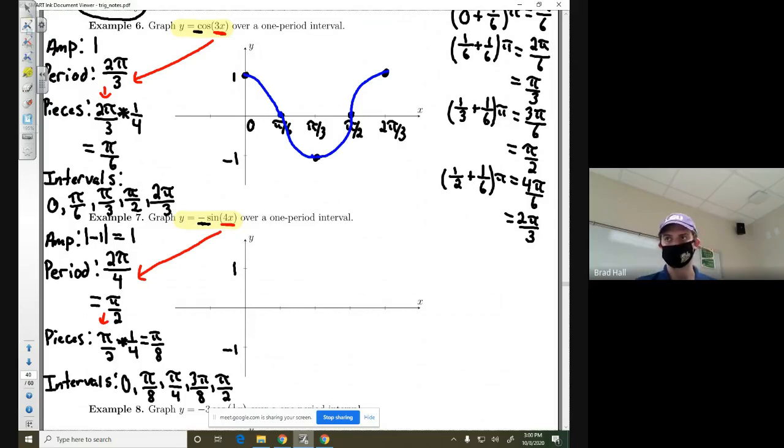So hopefully everyone is starting to see where these numbers are coming from. It's technically 0, 1 over 8, 2 over 8, 3 over 8, 4 over 8, because it's increments, but I simplified the fractions. And the last was always going to be the period, that's until we start introducing horizontal shifting. But for now, the last one is always the period.